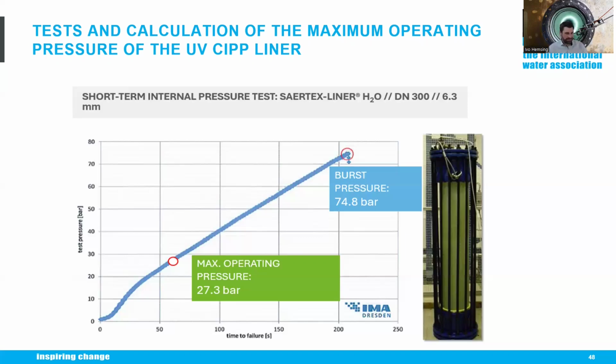First of all, on this test stand it was tested for 10,000 hours with more than 20 bar. And afterwards, they made a short-term internal pressure test. You can see in the graph, after 200 seconds, the burst pressure was nearly 75 bar. And with all the safety factors and the reduction factors out of the standards and regulations, with that dimension, we then have a maximum operating pressure of 23 bar.